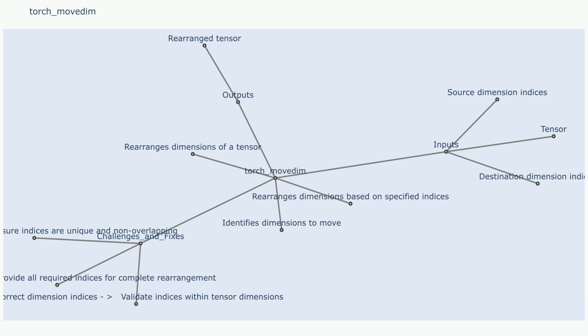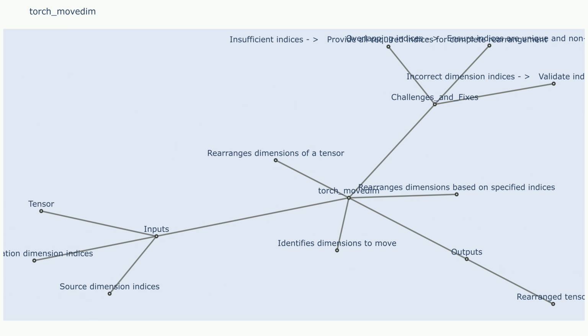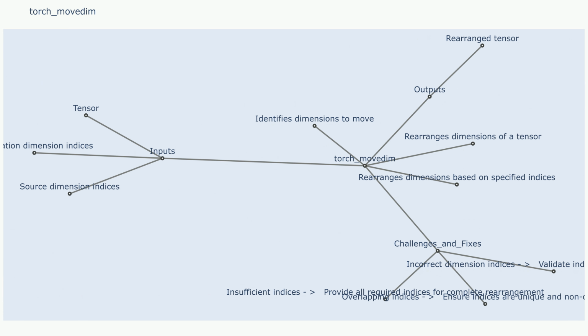Challenge 2. Mismatched source and destination lengths. If the lengths of source and destination are not equal, torch.movedim will raise an error. Sample use case that resulted in challenge 2: attempting to move two dimensions but providing different lengths for source and destination. Fixes to challenge 2. Ensure that the lengths of source and destination are identical, reflecting the number of dimensions you want to move. Correctly specify the intended source and destination indices for the dimensions you want to rearrange.